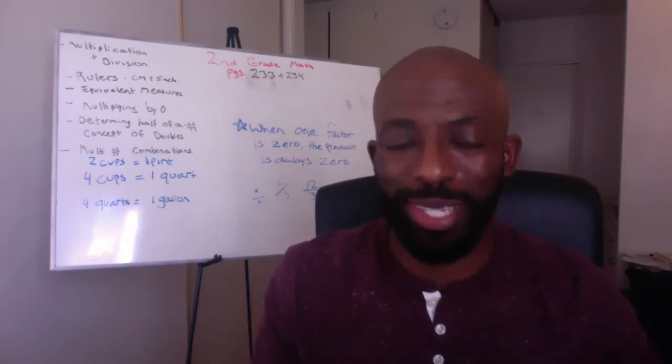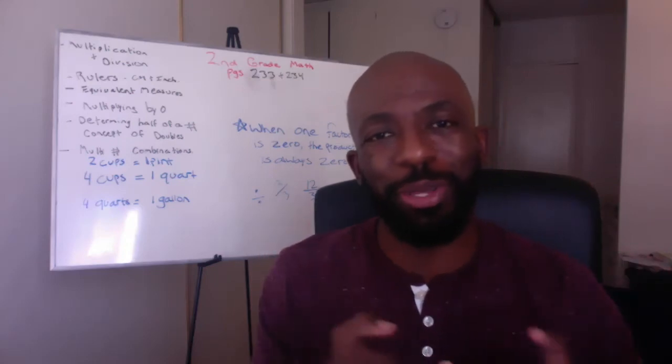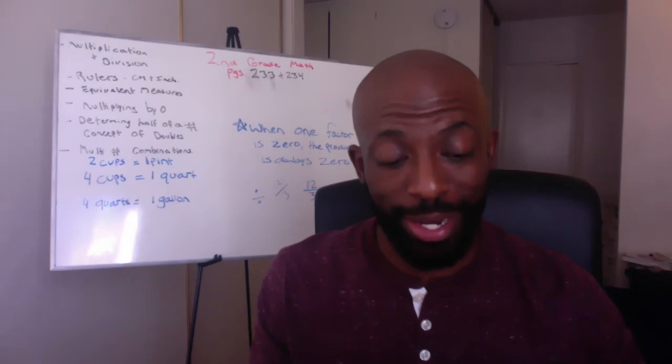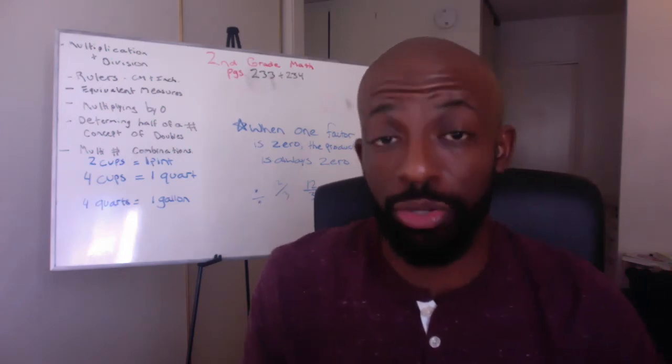You should be good to go, but I just wanted to let you know that you did really good so far with the multiplication and the division, finding the products and the quotients. All right. Number 3, use your ruler to draw lines.